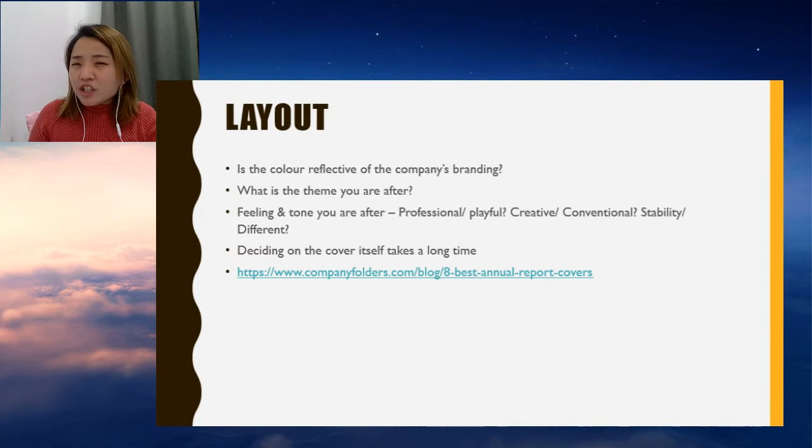Is it very creative or is it a very conventional, traditional kind of report? Some companies like it simple, traditional. Some like it very creative, with covers that slide in, or just one bulb as the cover photo or something, very creative, or is it very conventional? Is the annual report seeking stability in their layout, or are they trying to become different? Even deciding on the cover itself takes a long time.